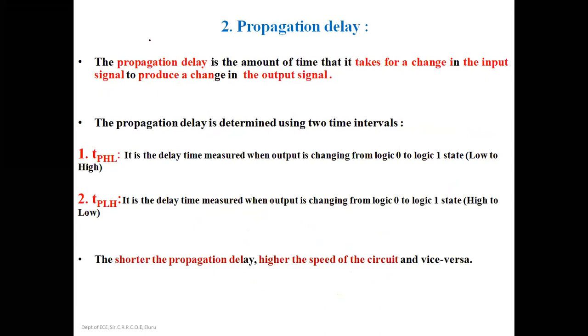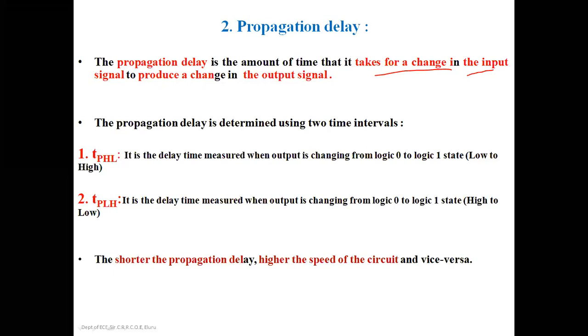The next parameter is very important: propagation delay. As we discussed this propagation delay at the time of the introduction to digital logic families, here the propagation delay is simply defined as the average delay time for the signal to propagate from the input to the output. Or the propagation delay is the amount of time that it takes for a change in the input to produce a change in the output signal.